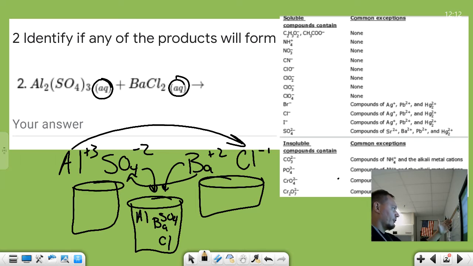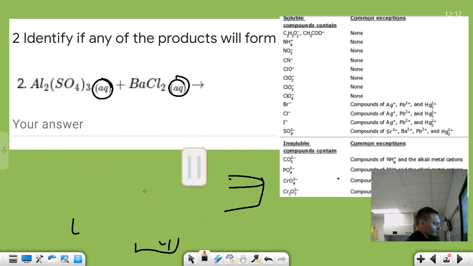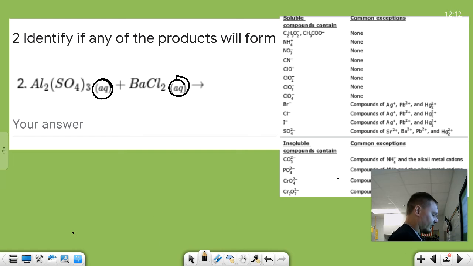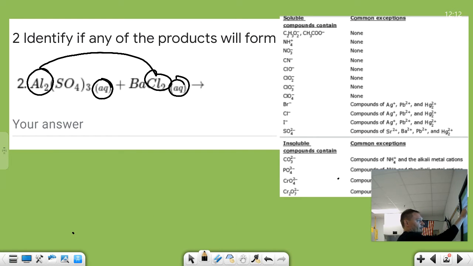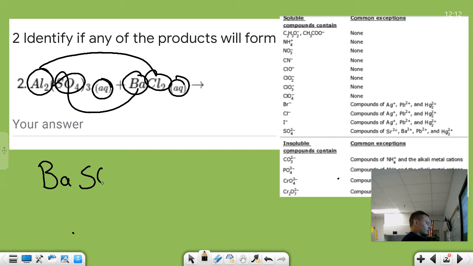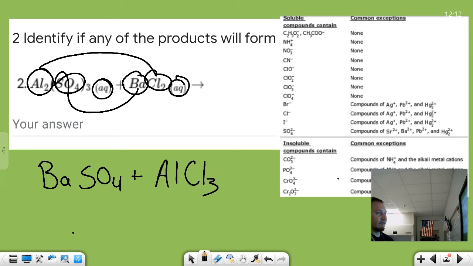Let's use our solubility rules to predict if we'll get a precipitate from this reaction of aluminum sulfate plus barium chloride. If these were to switch partners in a chemical reaction, the aluminum would bind with the chlorine and the barium would bind with the sulfate. So then we would have barium sulfate plus aluminum chloride. All right, and then we check over here.